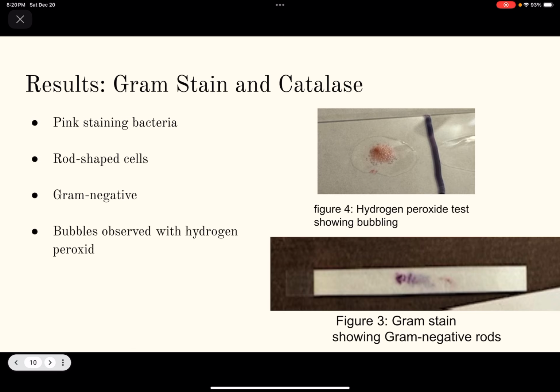Okay, so I did a catalase test and a gram stain test. The gram stain showed that the bacteria appeared pinkish purple and slightly rod shaped. Pink staining means the bacteria is gram negative. This result matched with what was seen on the EMB and MSA plates. When the hydrogen peroxide was placed on the glass slide, bubbles formed showing a positive reaction, and this result supported my identification of the organism.